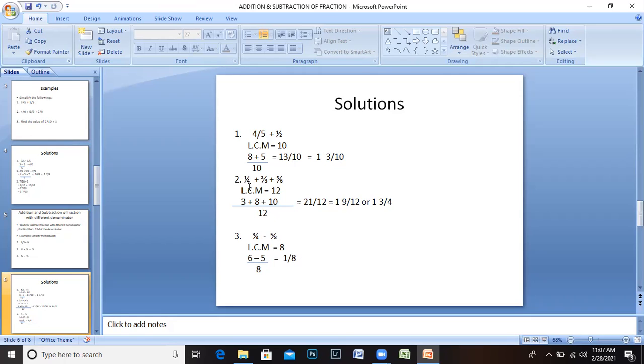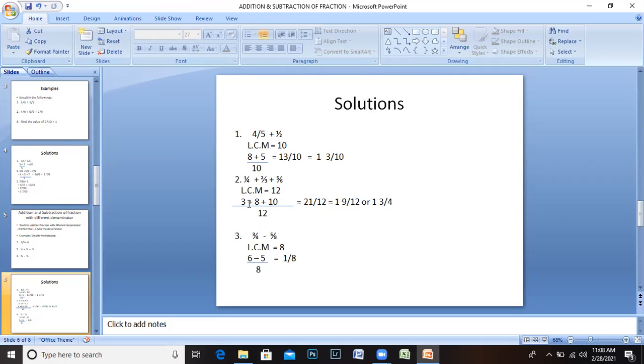Now, example 2, we have 1 over 4 plus 2 over 3 plus 5 over 6. Our LCM for 4, 3, and 6 is 12. Now 4 in 12 will give you 3. 3 times 1, 3. 3 in 12 will give you 4. 4 times 2, 8. 6 in 12 will give you 2. 2 times 5 will give us 10.